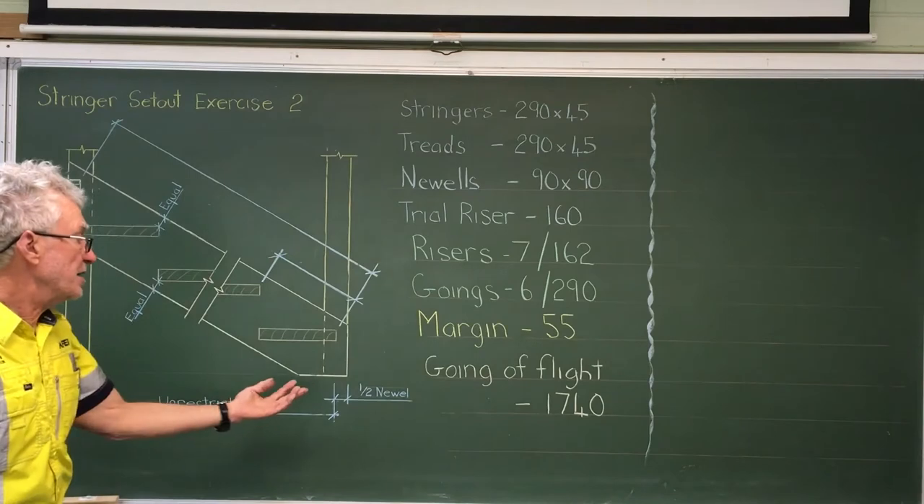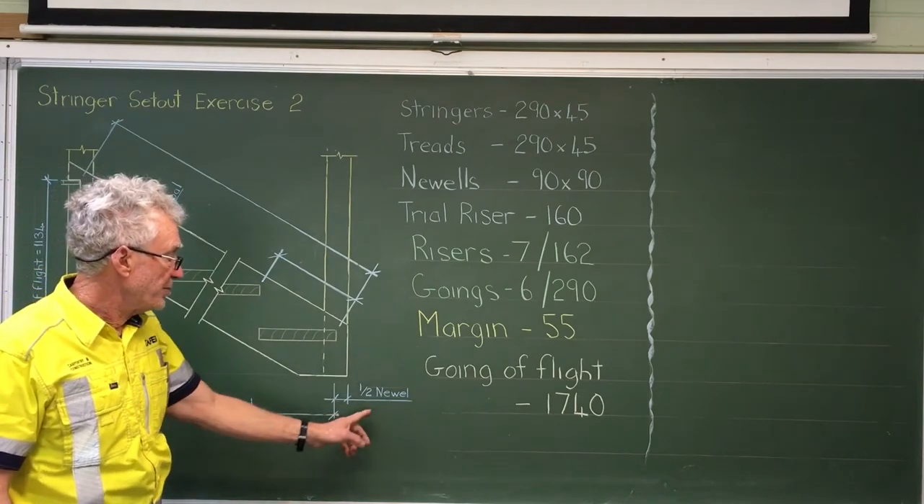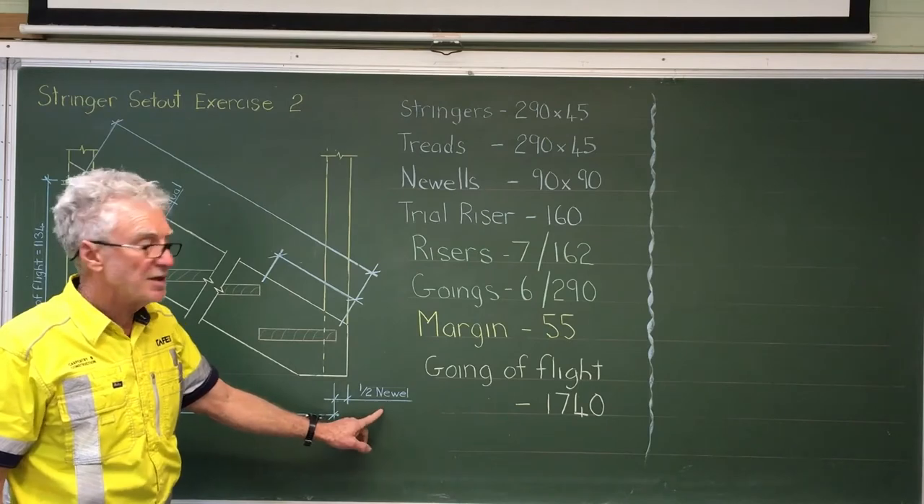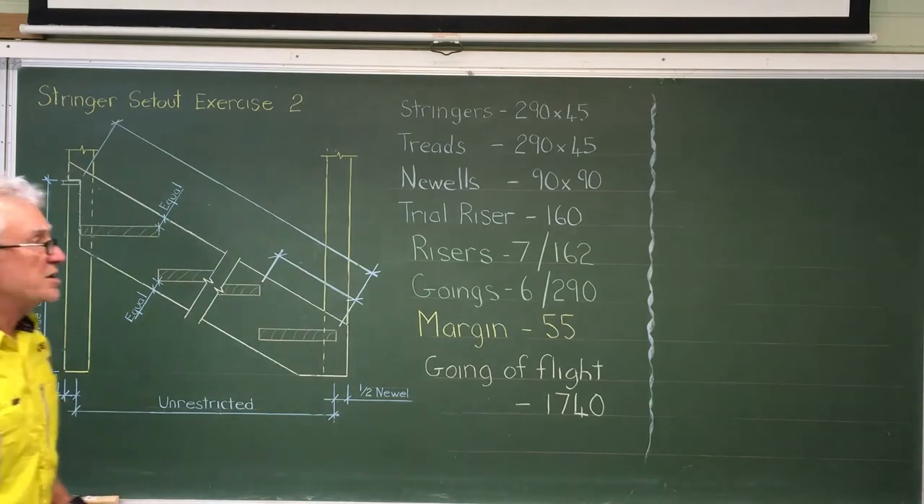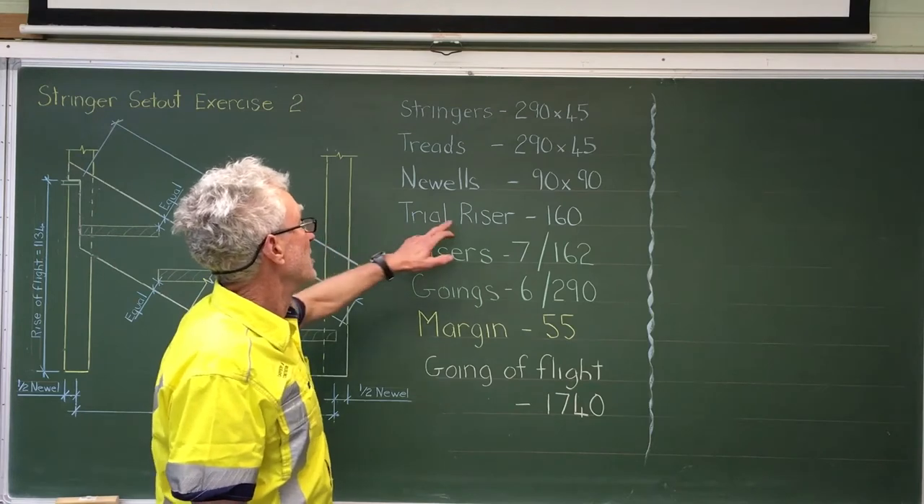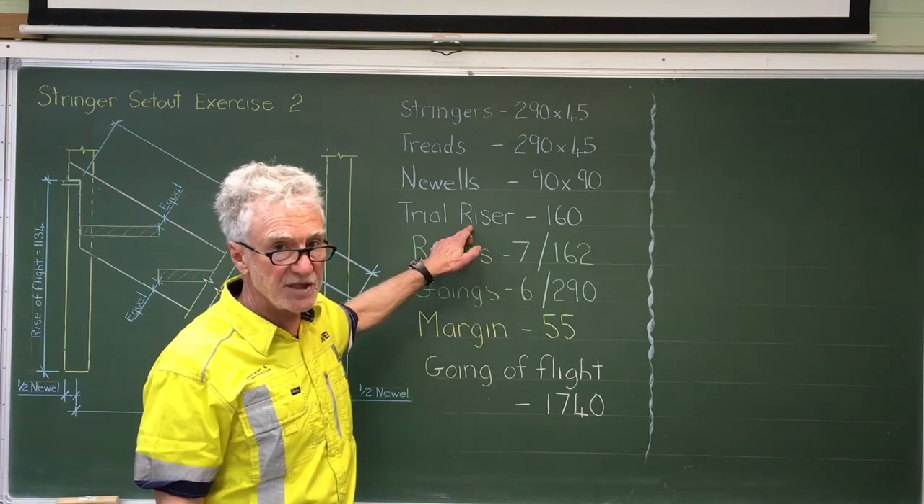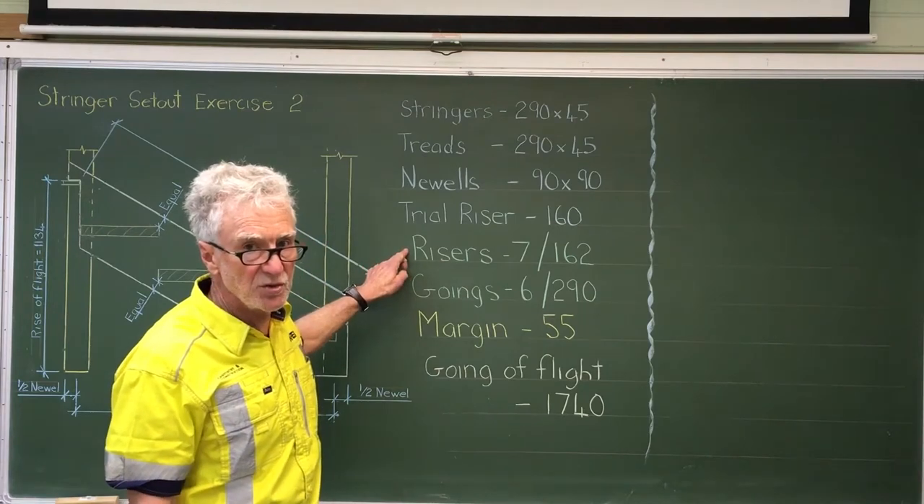The toe of the stringer runs past the lowest riser by half a newel thickness. Similarly, at the top, where the top riser comes to the deck, the horn also runs past the going by half a newel. So when we do the maths, we discover using a trial riser of 160, we end up with 7 risers at 162.